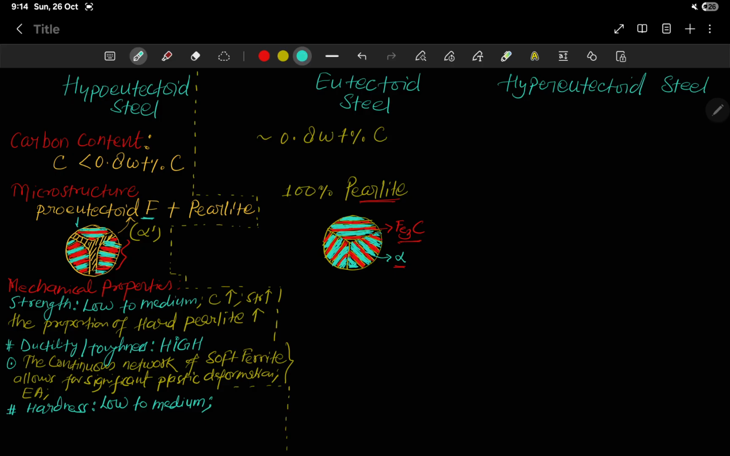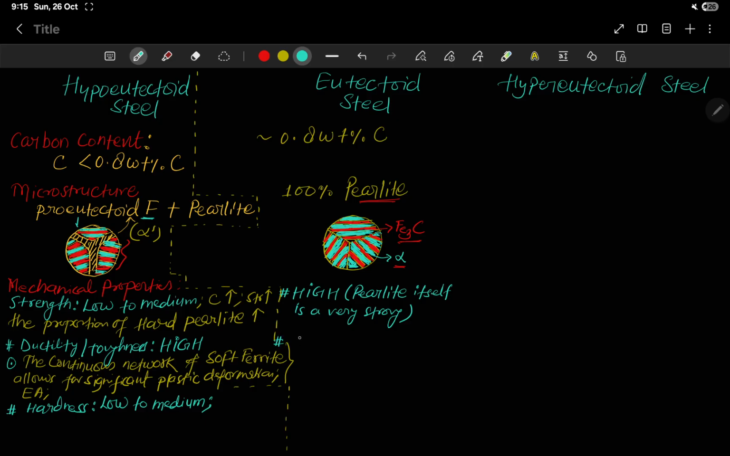First we will have strength. Strength will be high, because perlite itself is a very strong microconstituent. Because of the hard and soft phase, this generates a very high tensile or compression strength inside the material. Now let's explore ductility.